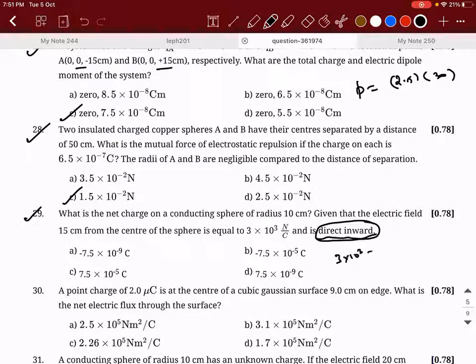3 into 10 power 3 is equal to 9 into 10 power 9 into charge Q divided by R square. R square is 10 into 10 power minus 2, the whole square. So they have asked net charge only, right? 29, correct. A is the answer. If you solve this, you will get that.